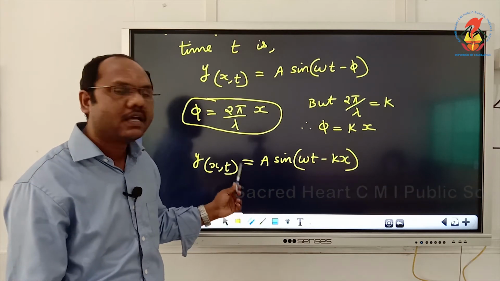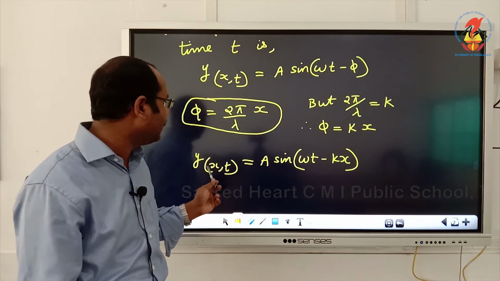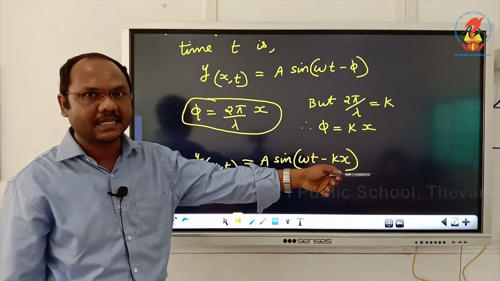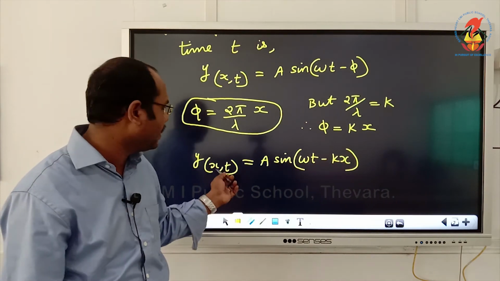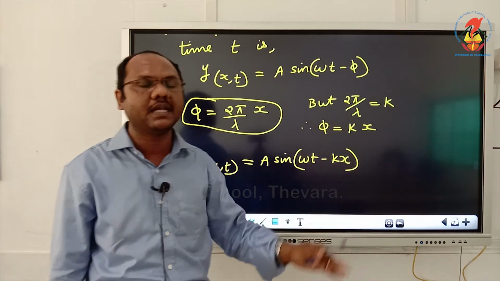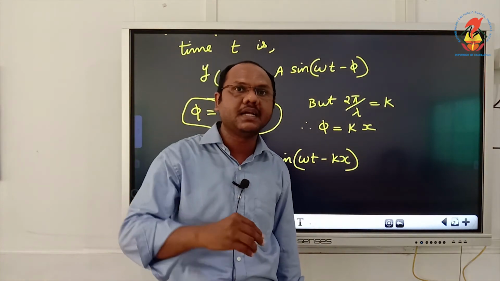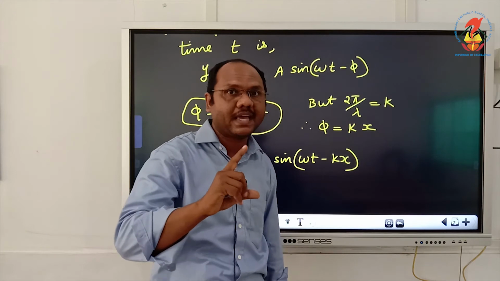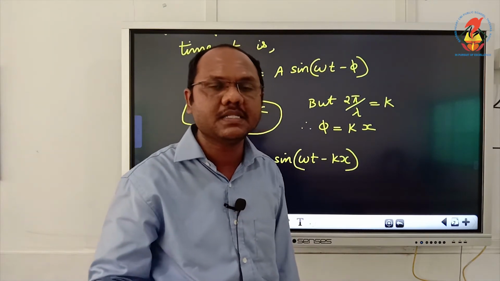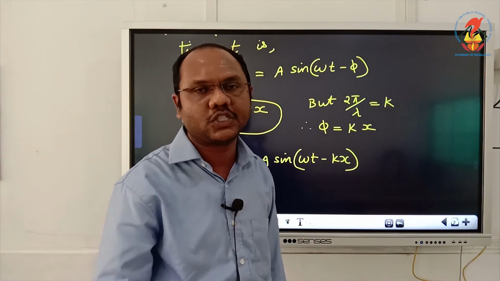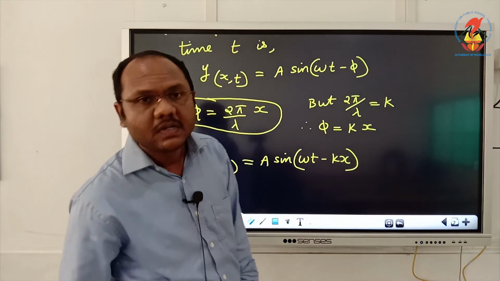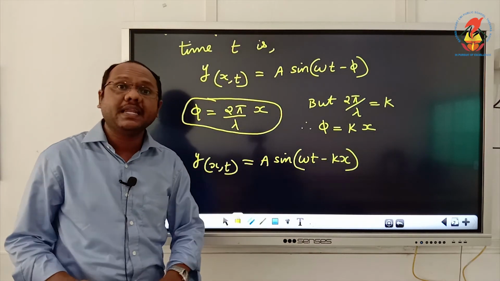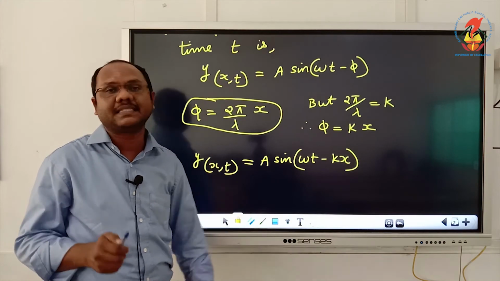So here you can make sure that the wave is propagating along the x axis and the particle is displacing along the y axis. That is the meaning of this. Wave is propagating along the x axis and particle is displacing along the y axis, because displacement of the particle is perpendicular to the direction of propagation of the wave. Okay. Now, here the wave is propagating along the positive x axis.